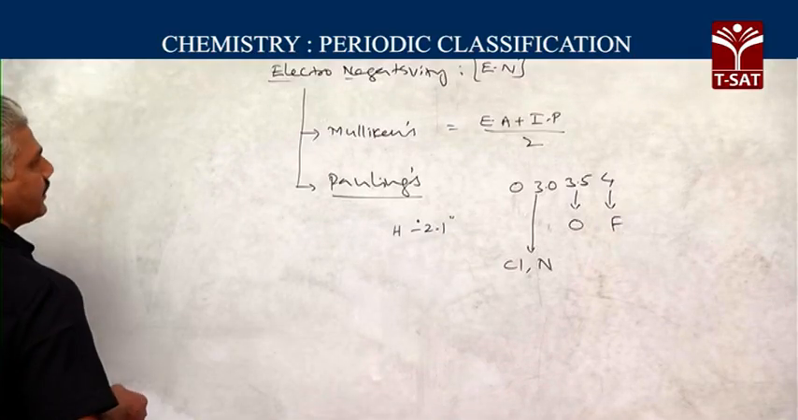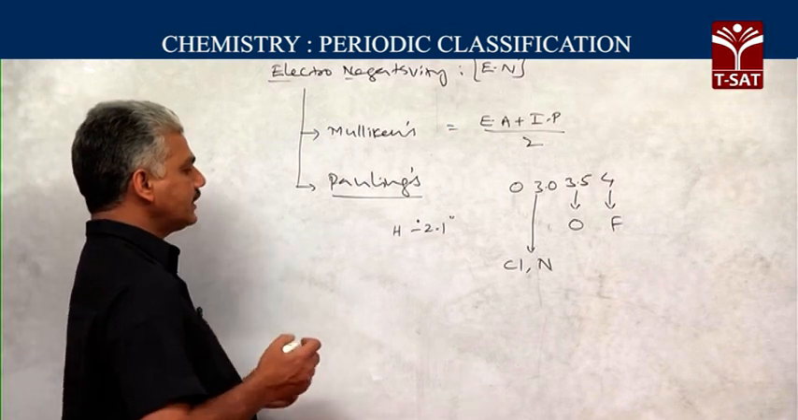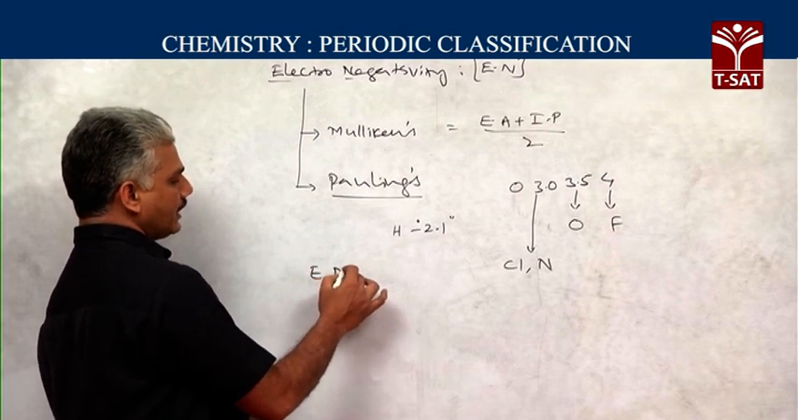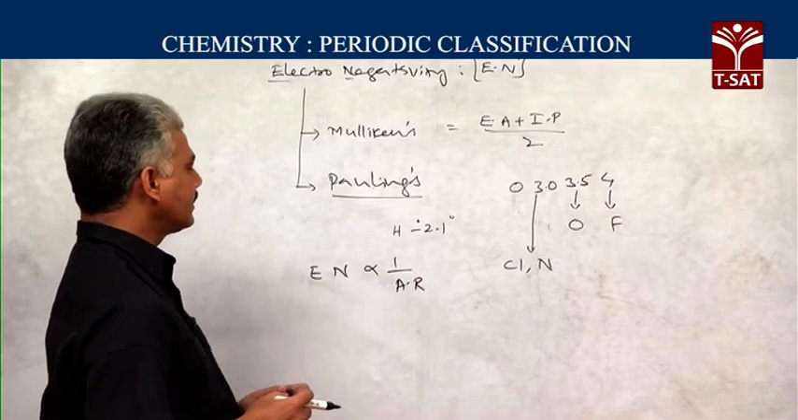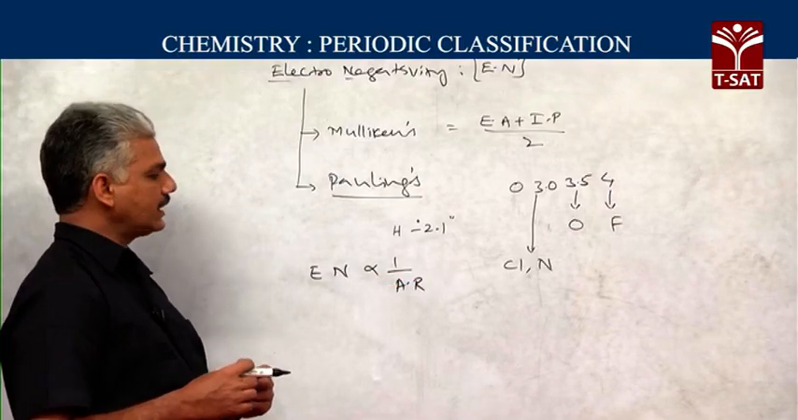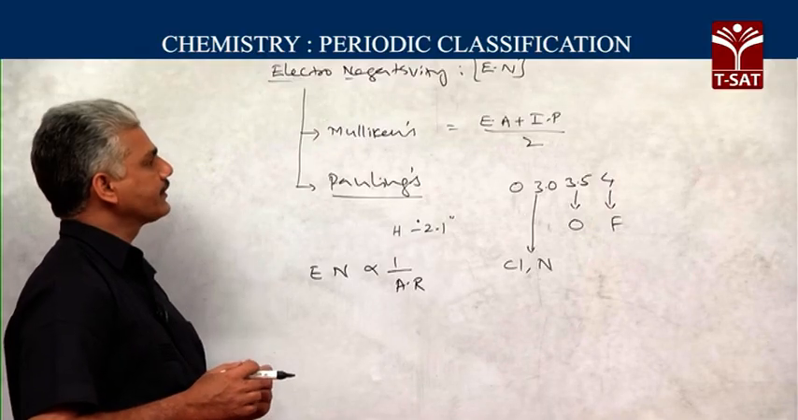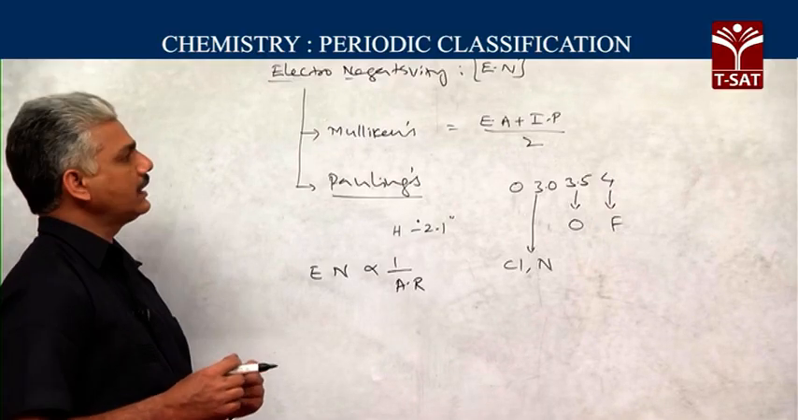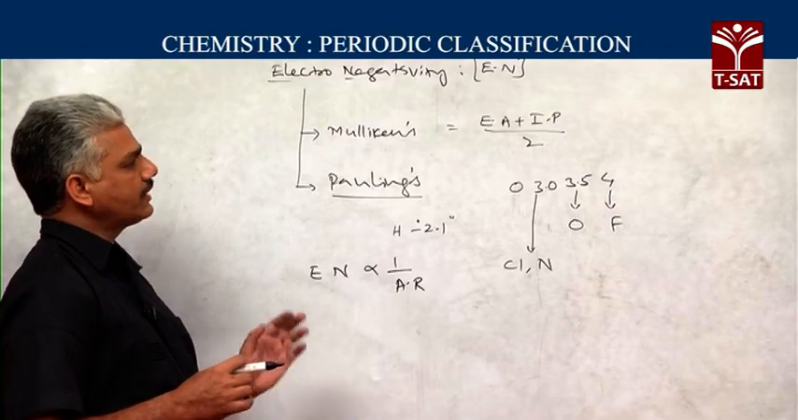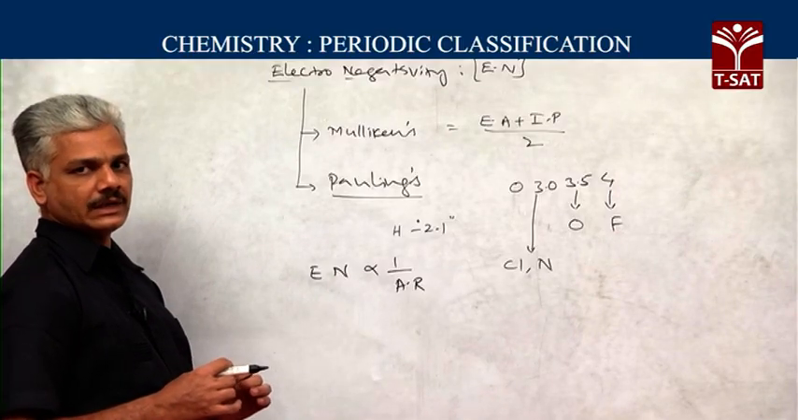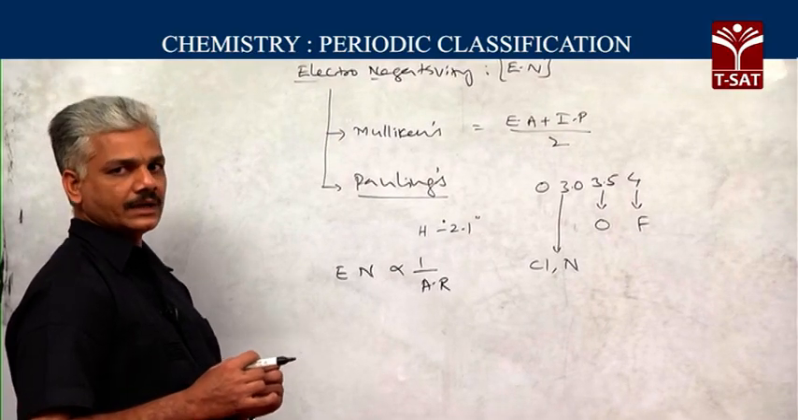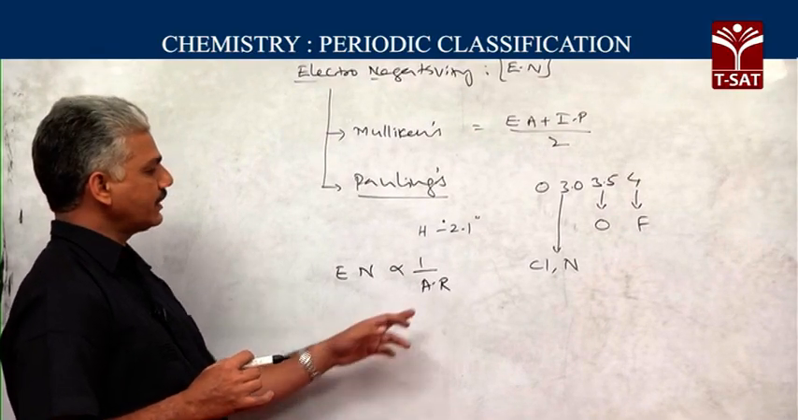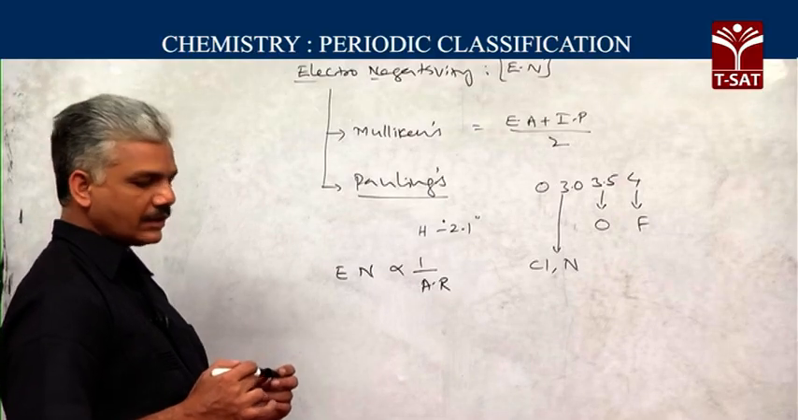This electronegativity is also dependent on atomic radius and is inversely proportional. Hence, with increase in atomic radius, electronegativity decreases. Coming to the variation, in a period as we move from left to right, electronegativity value increases. As we move down the group, electronegativity value decreases because of increase in atomic radius.